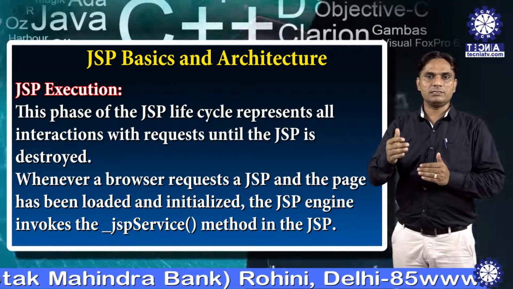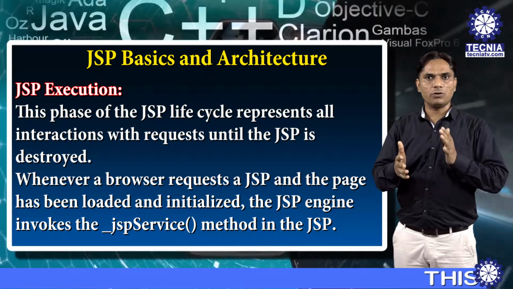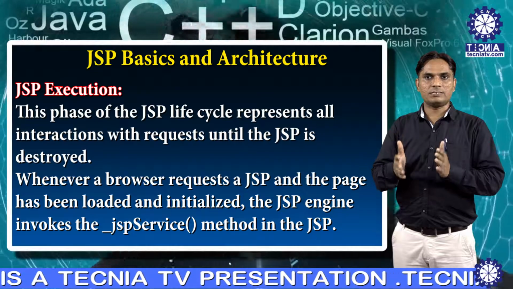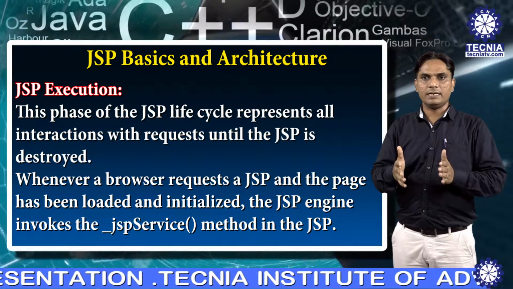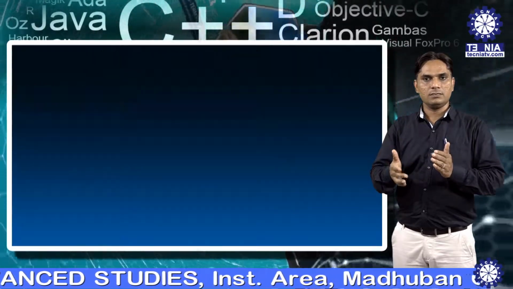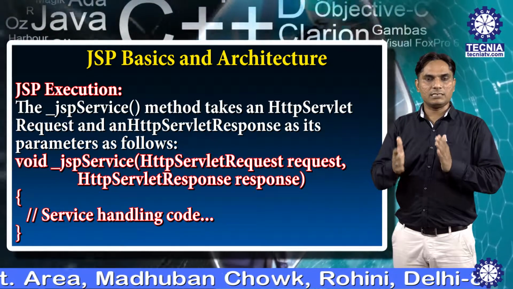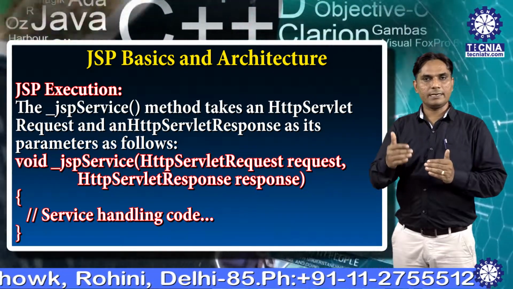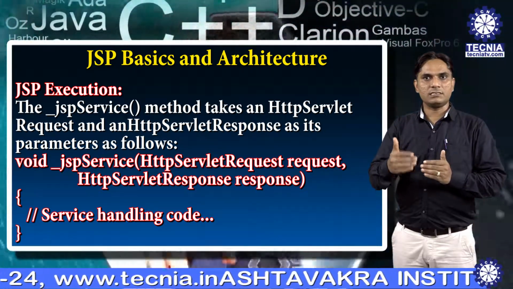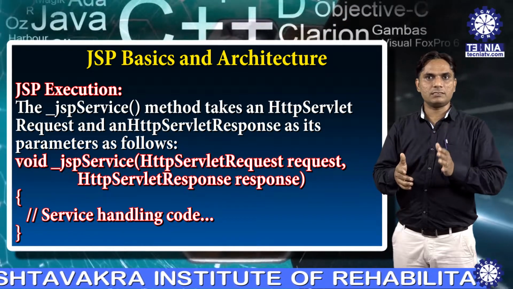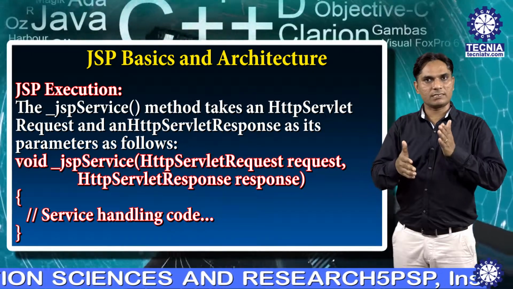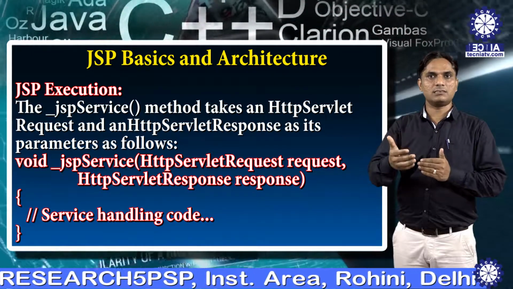JSP execution. This phase of the JSP lifecycle represents all interaction with requests until the JSP is destroyed. Whenever a browser requests a JSP and the page has been loaded and initialized, the JSP engine invokes the _jspService method in the JSP. The _jspService method takes an HttpServletRequest and an HttpServletResponse as its parameters as follows: void _jspService(HttpServletRequest request, HttpServletResponse response) { // service handling code }.